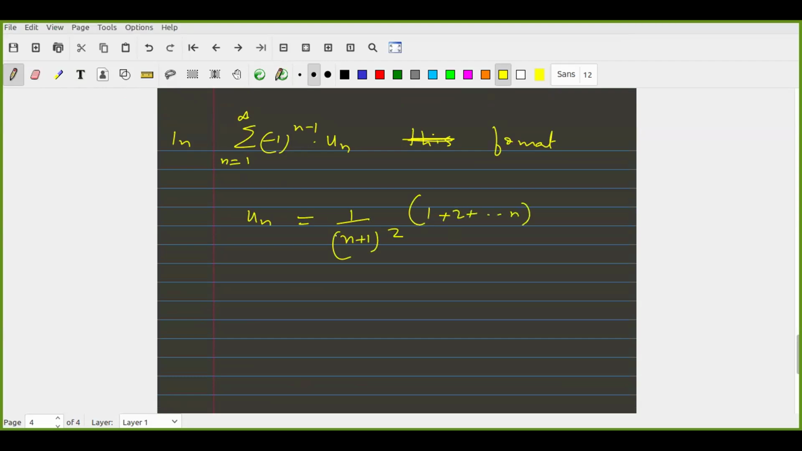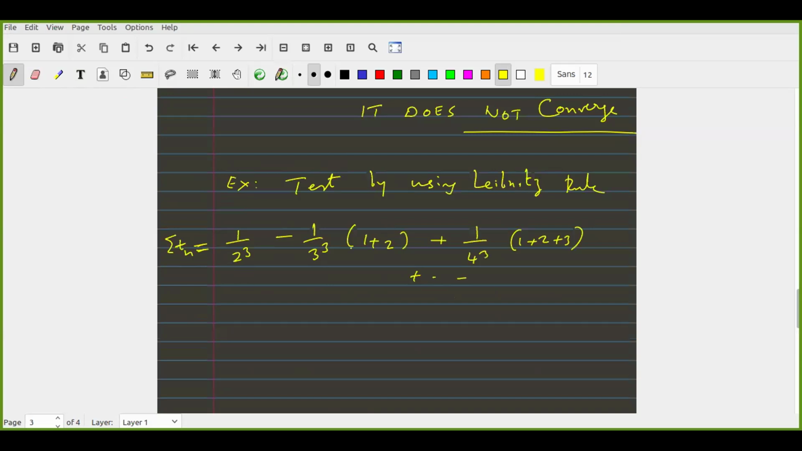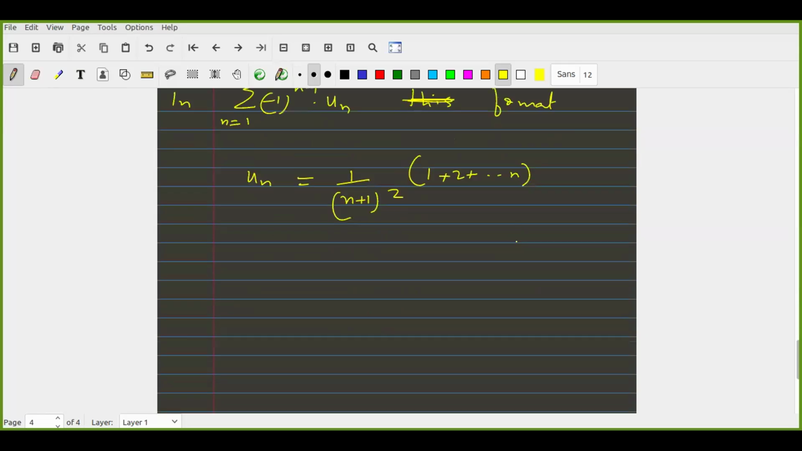So for n equal to 1, you have only 1. N equal to 2, you have 1 plus 2. N equal to 3, you have 1 plus 2 plus 3. So in general, you have 1 plus 2 plus 3 up to n. This is the bracketed term, right? So now we have to check for this.